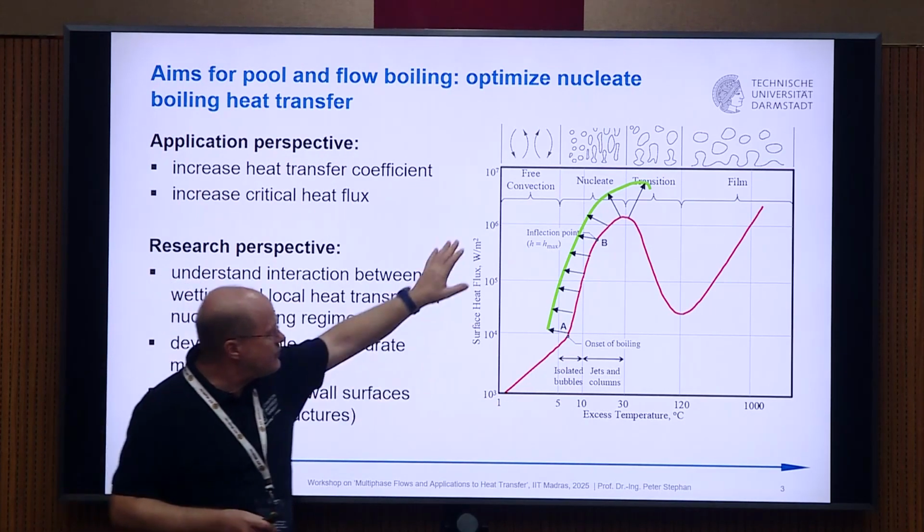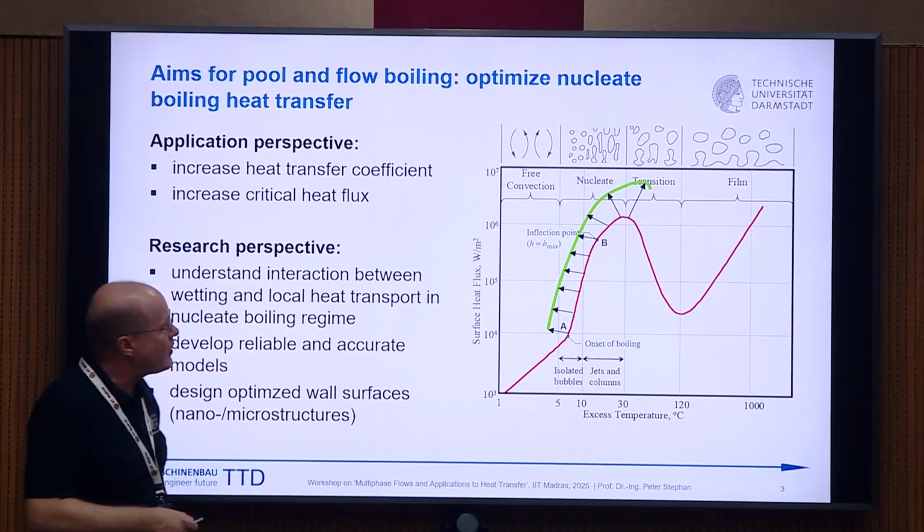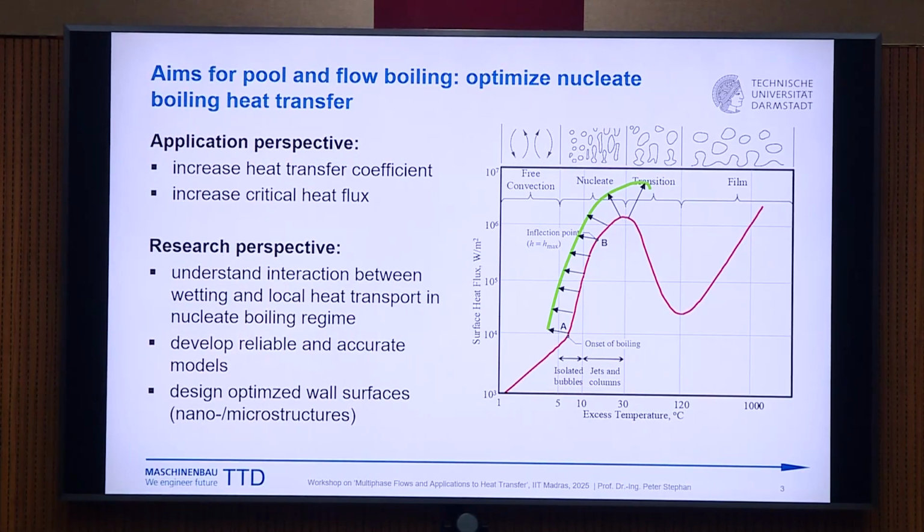So you see here different regimes. A forced convection regime without boiling, then the nucleate boiling regime, then a transition regime, and the film boiling regime. Of course, you want to avoid film boiling because you have very high excess temperatures. So ideally, you're running your device in the nucleate boiling regime. And this starts from the onset of nucleate boiling to the maximum heat flux, the critical heat flux.